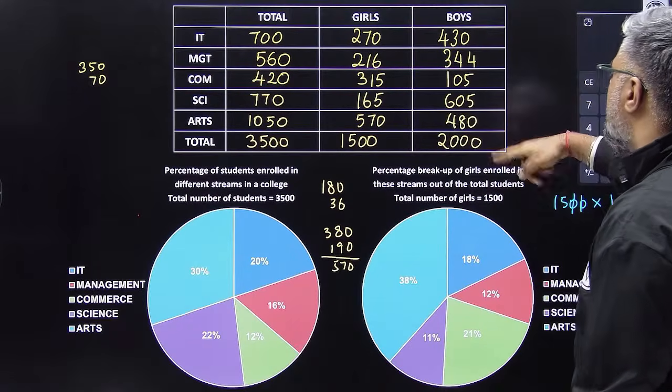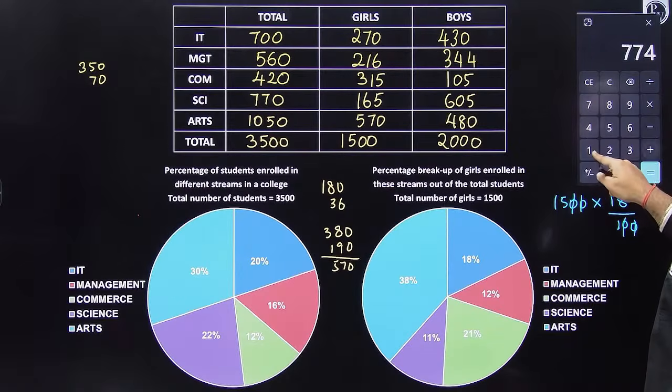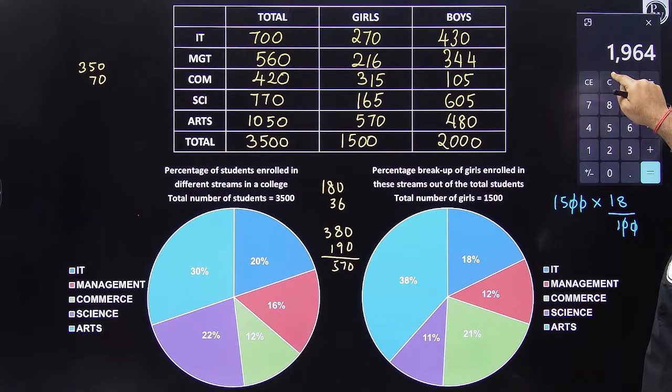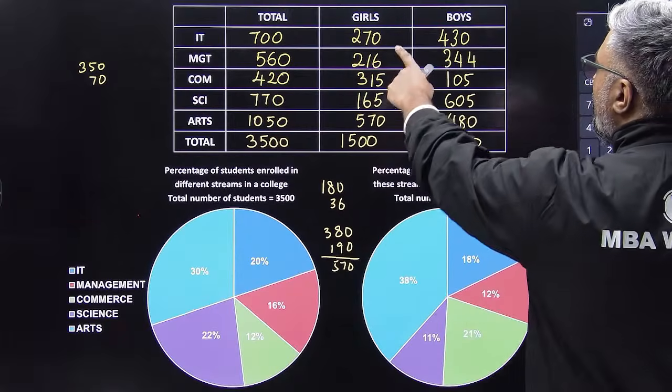Add and check. Does it add up to 2000? So I have 430. I have 344. I have 105, 605 and 480. Adding up to 1964. 430, 344, 105, 605. I think we messed up somewhere.